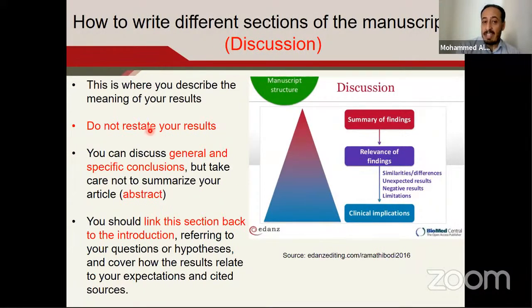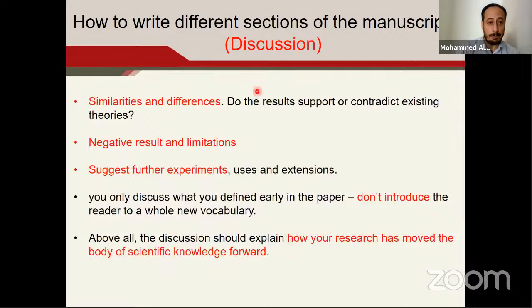The mistake that most students make is that they restate their result again. Don't repeat the same paragraph that you wrote in the result section. You can introduce the result to discuss it, but it shouldn't be the same paragraph. You can also discuss a general or specific conclusion, but it shouldn't be the same as the abstract. Remember, you should link this section to the introduction again. When you write your introduction, your hypothesis should be addressed in the discussion. In the discussion, it's the answer to your research question or your hypothesis.